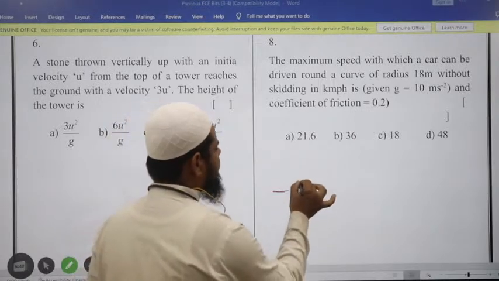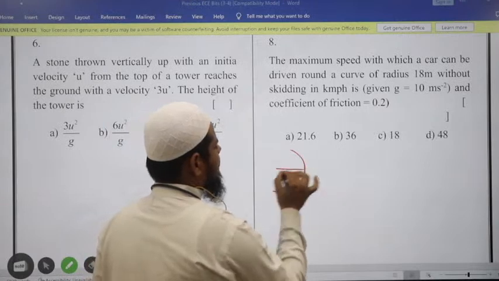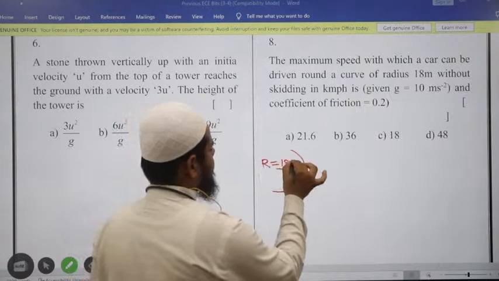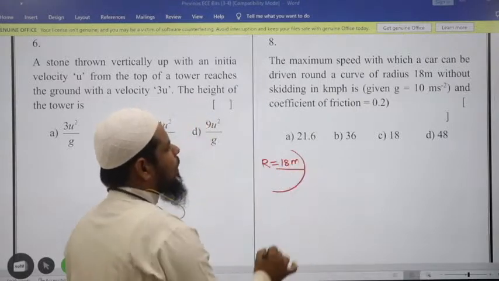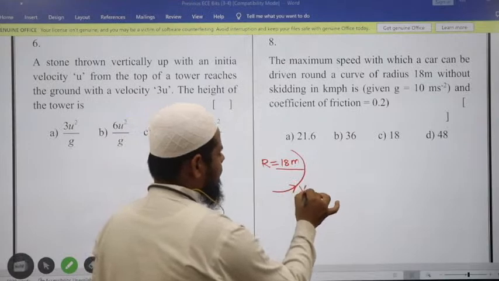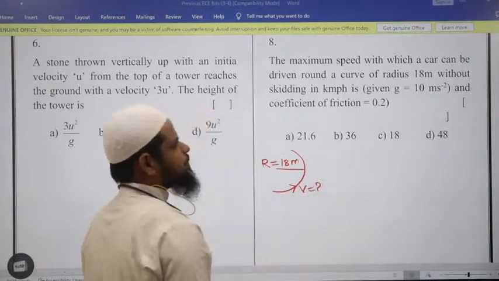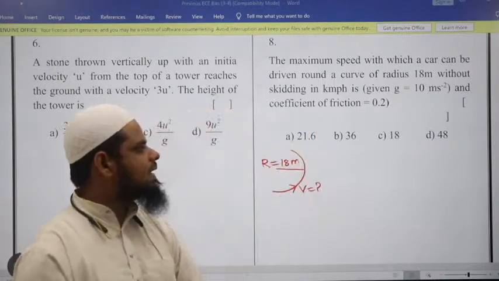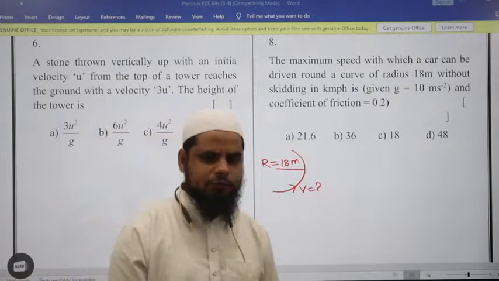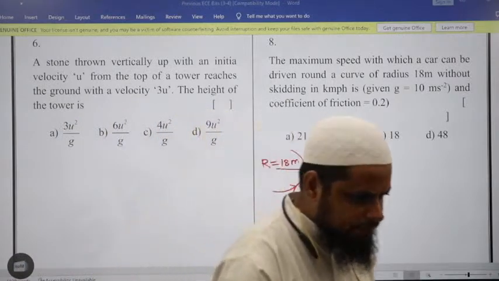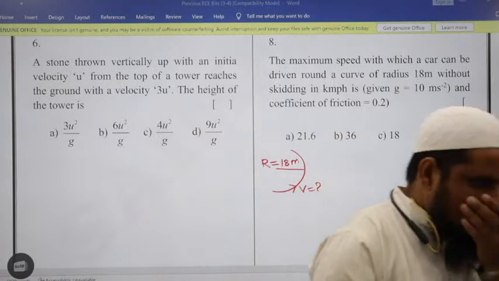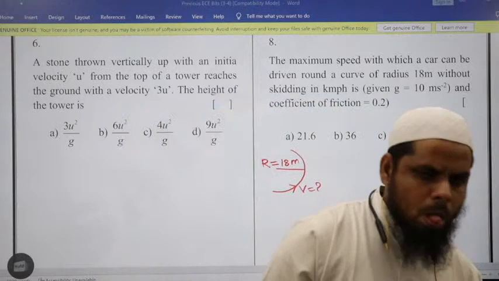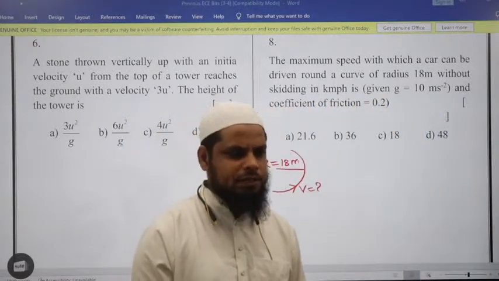Look at it. It is a curved path of radius 18 meters. Now, what would be my speed to have a safe journey without skidding? Can you guess the answer? Can anyone? Please. At least the formula, can anyone tell me the formula, please?